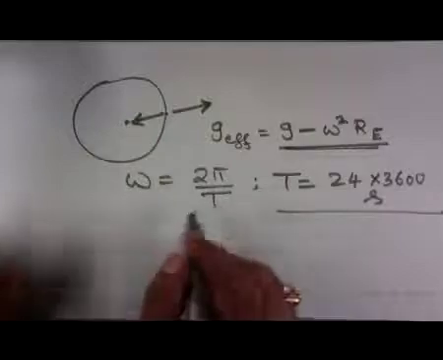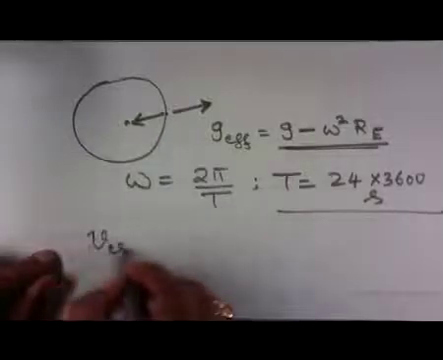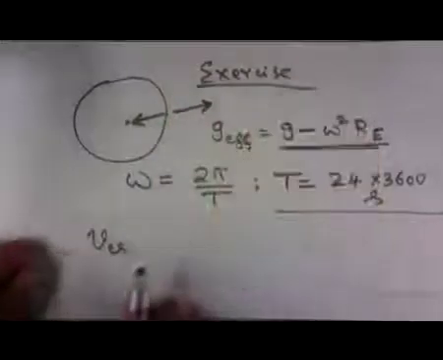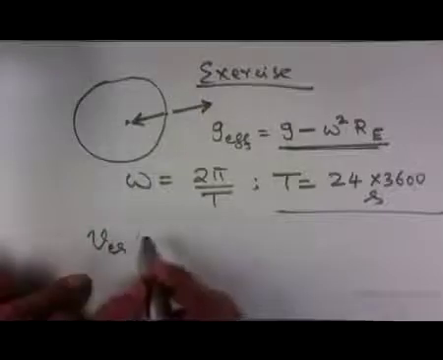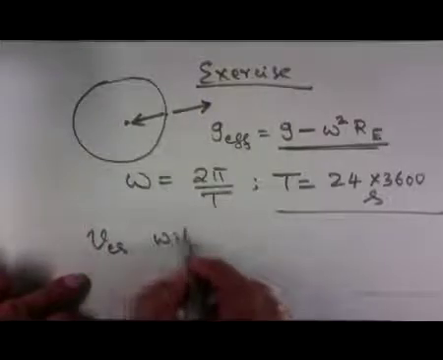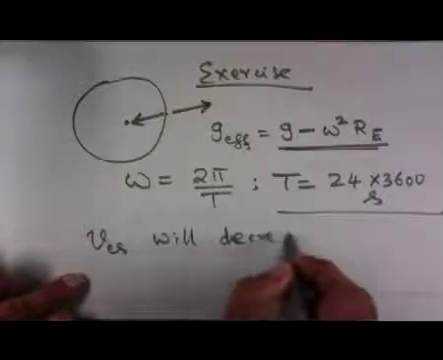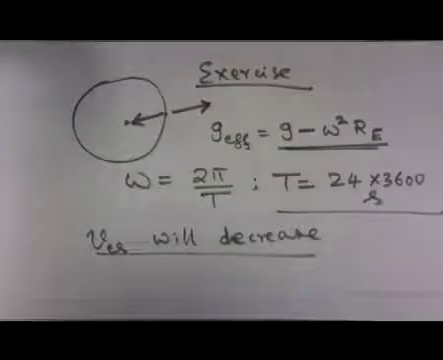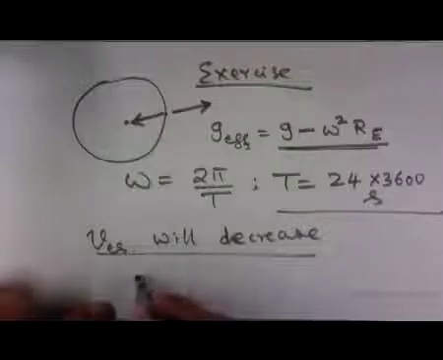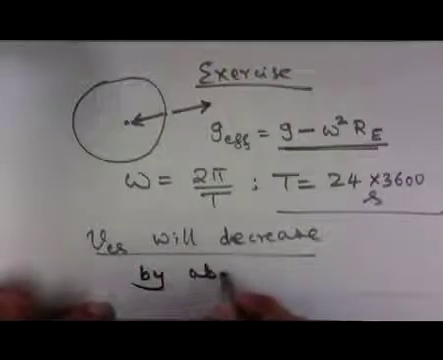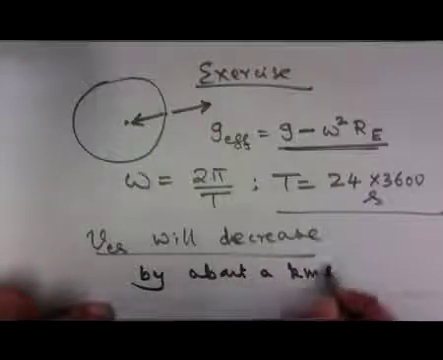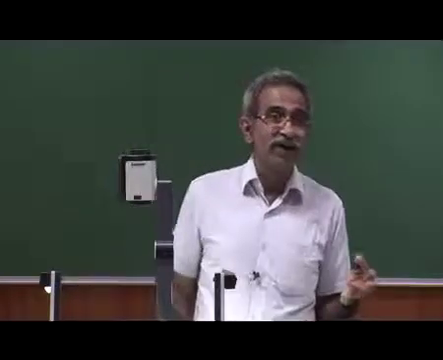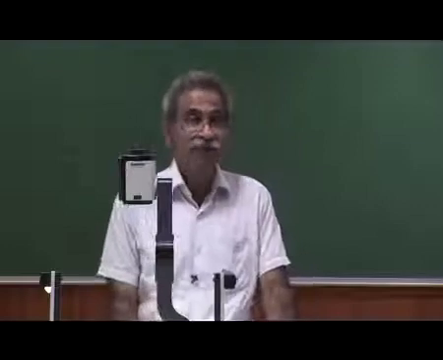Now if you plug it in and find out the escape velocity, please take it as an exercise. If you plug it in and look at the escape velocity, this will decrease. I am not going to work it out, but the answer is that it will decrease by about a kilometer per second. I think 11.2 or 11.3 will become 10.4 or 10.5. It's about a kilometer per second. That is what we have to remember.